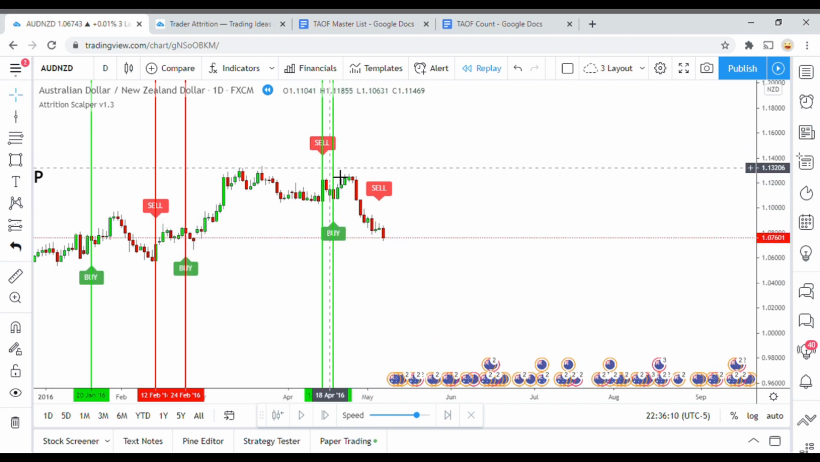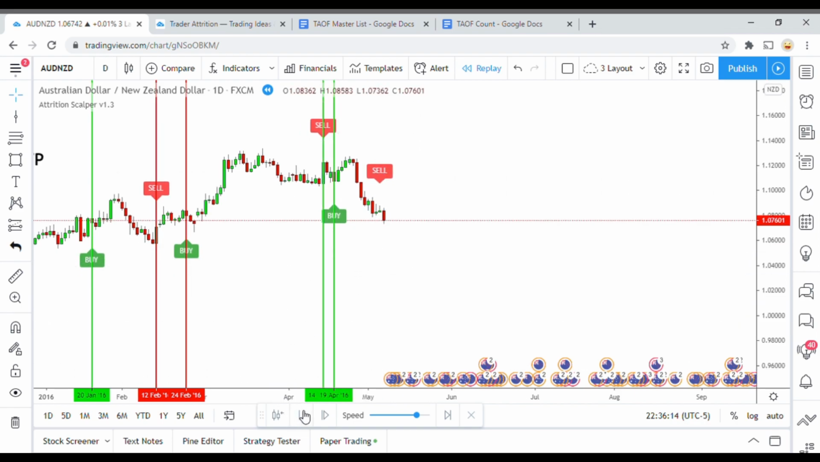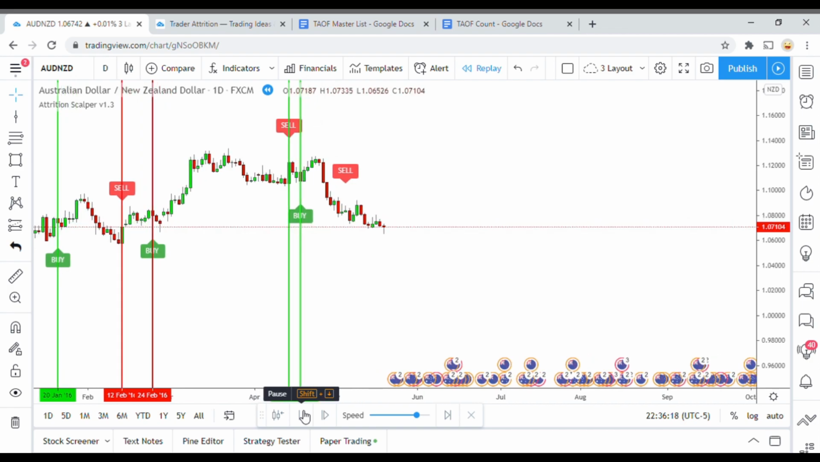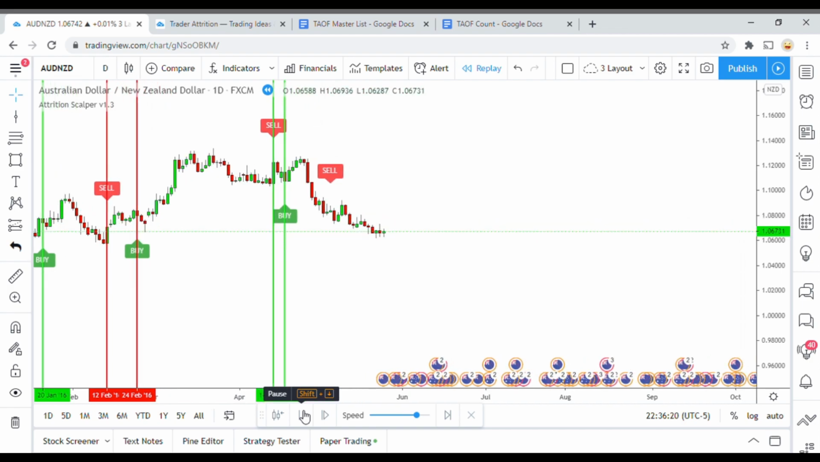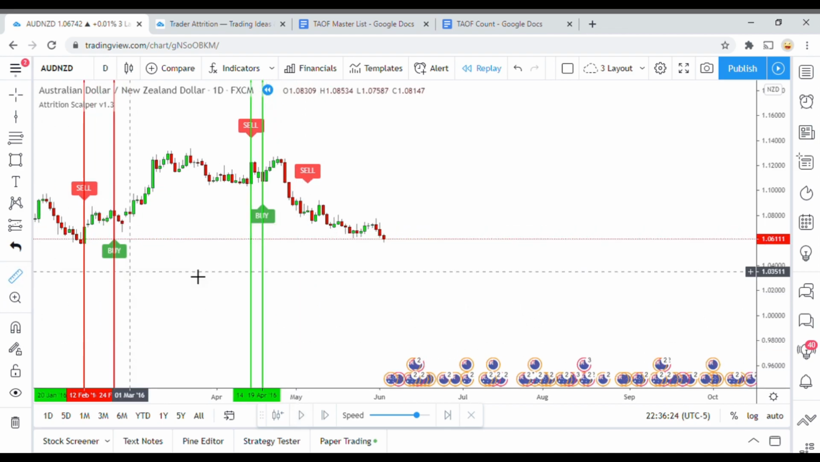Couple decent little signals there. Seems to be doing all right at the moment. Just keep playing it forward here. See what all we can get.